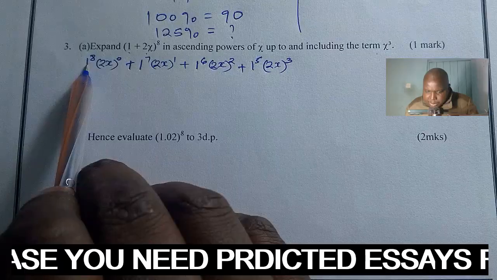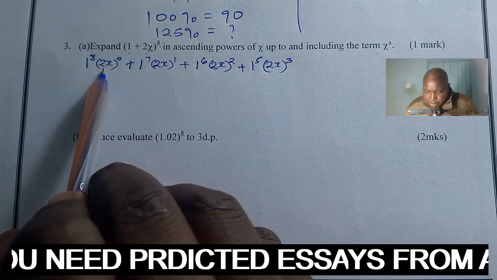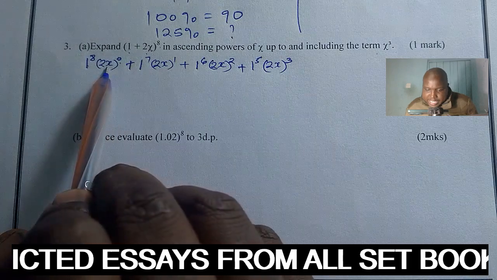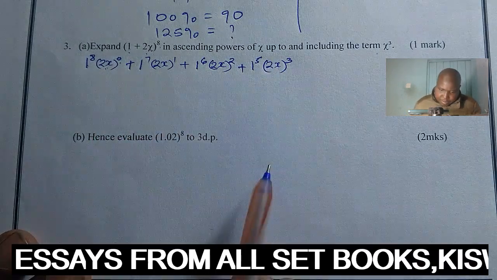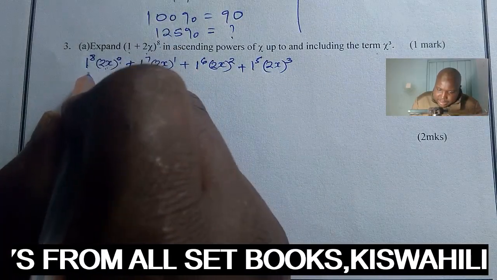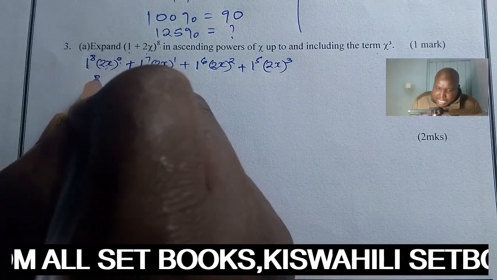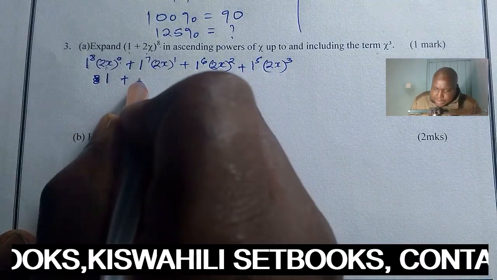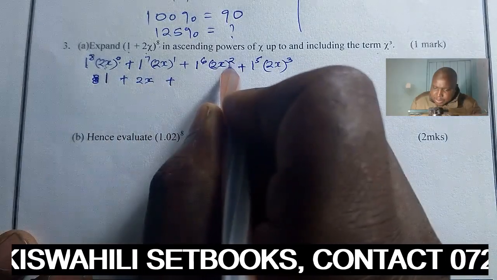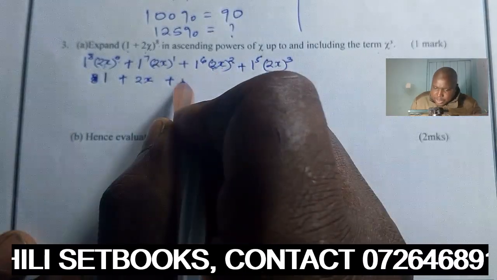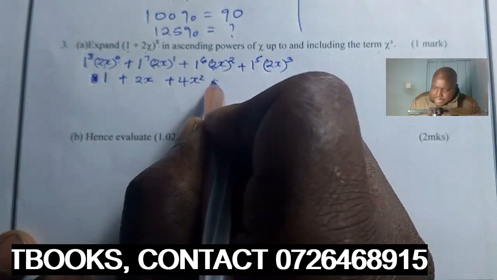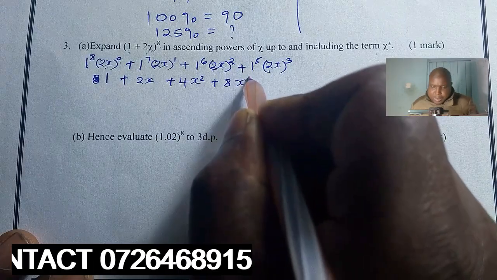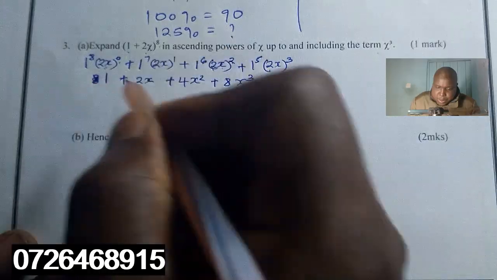Always remember, for the first term we start with the given power, and the second term will start from 0. The first term will be decreasing as the second term will be increasing to the right. So this is actually 8. This is 1. Any number raised to power 0 is 1. Plus 2x plus this is 4x square, plus this is 8x cube.